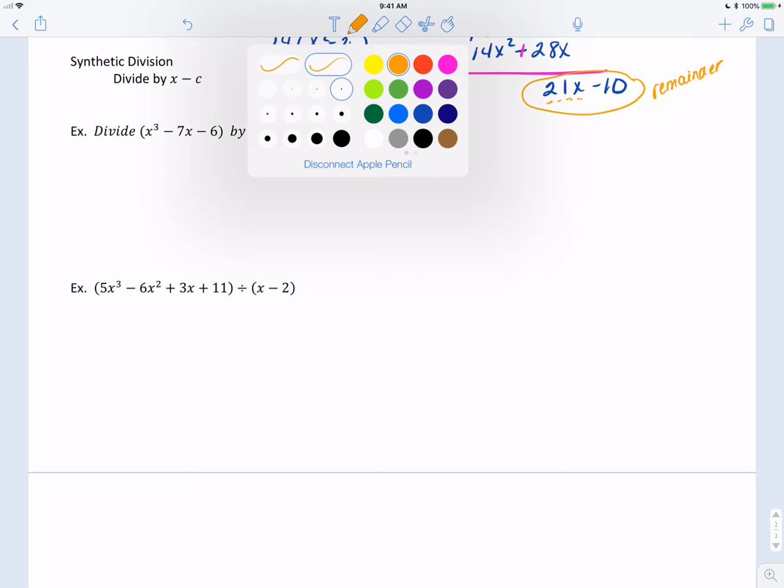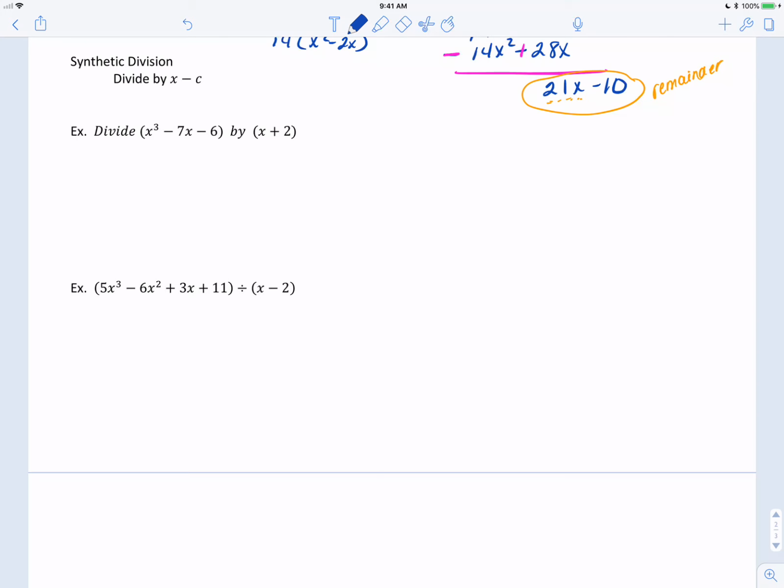The only problem with it is that you have to be dividing by something in the form of x minus c. There can be no number in front of that x. It has to just be a 1. So if you're dividing by 2x plus 3 or 4x minus 5 or anything like that, you cannot use synthetic division without getting rid of whatever numbers in front of that x. It has to be in this format.